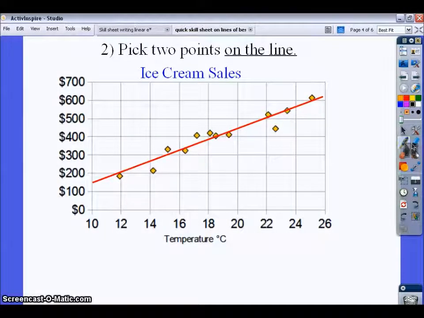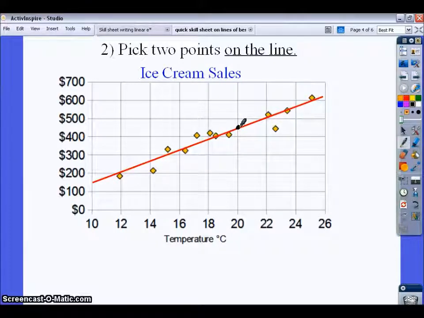Okay, so the next step is to pick 2 points on the line. Now, what a lot of kids think is, oh, I've got to look at these points here and pick 2 of them that are on this line, so like this one or this one, but you don't have to. You can just make points up as long as they're on the line. I'll show you an example. So let's say I picked this one right here. That could be a point I could pick.